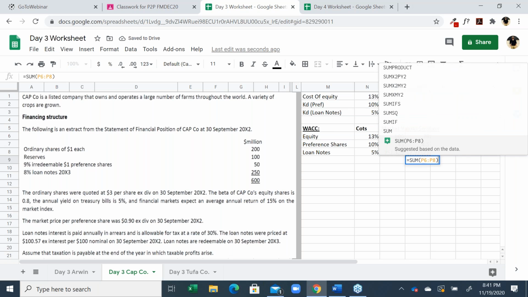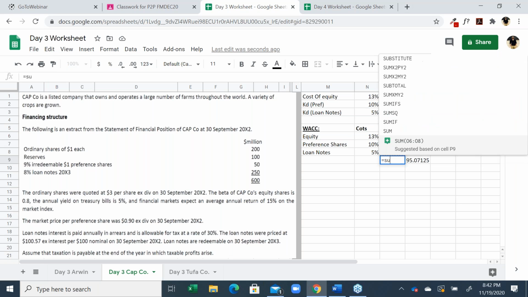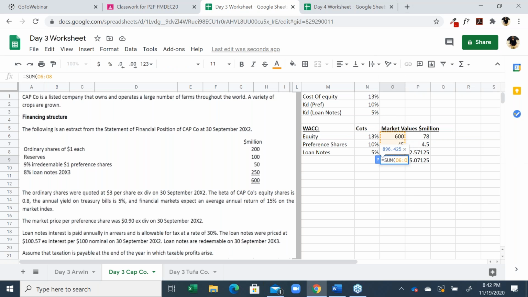And to our loan notes investors, we'll be paying 5% of their investment value, which is 2.5. And the total that we will be paying will be the total of these three, and that's 95.07. And this is the total that we are paying against the total investment in our company, which is equal to 896.425.